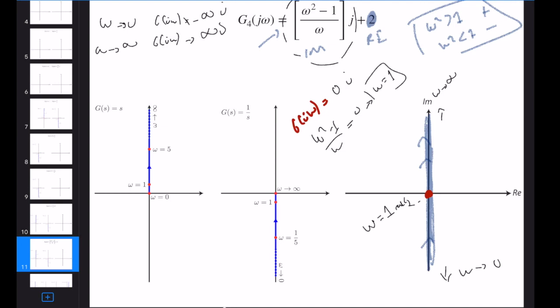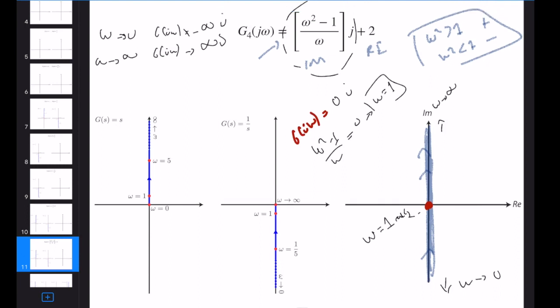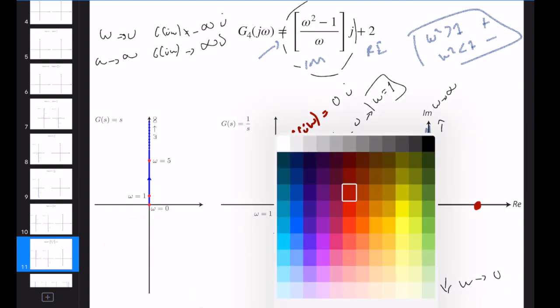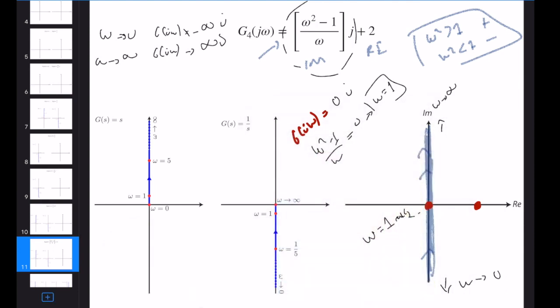Okay, so now let's not ignore 2. So what we do is we shift everything by 2. So our original polar plot will be like this. Okay, let's change the color. Like this. And this is the polar plot of G of s equal to (s squared plus s plus 1) over s plus 2... a PID controller. A PID controller will always have this kind of polar plot.